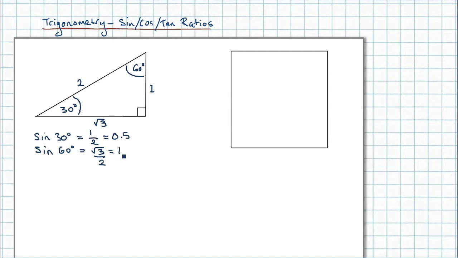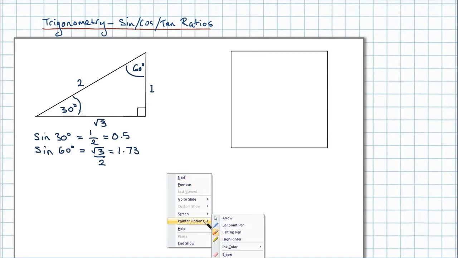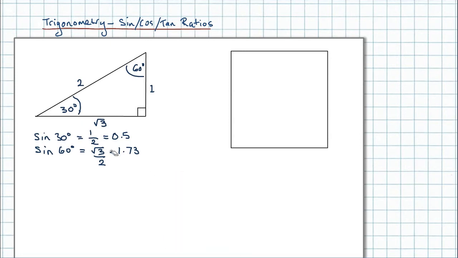And root 3, we can say, is roughly 1.73, and in this case we're going to have to keep these things quite accurate. Now, what I'm going to do is just erase that equal sign, because although with sine 30 a half does equal 0.5, here we're approximating this surd. So whenever we've got a surd and we convert it to a decimal, we must write approximately equal to.